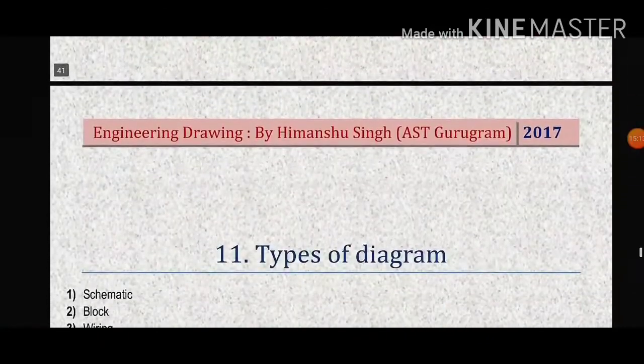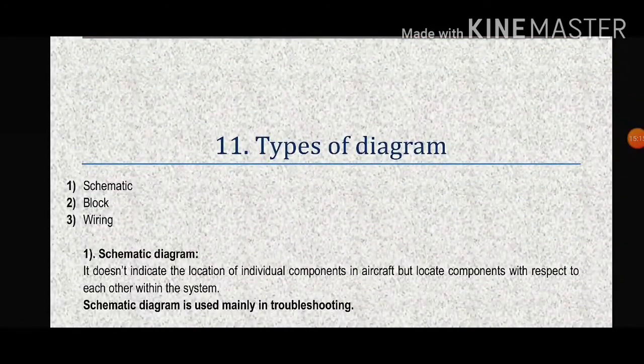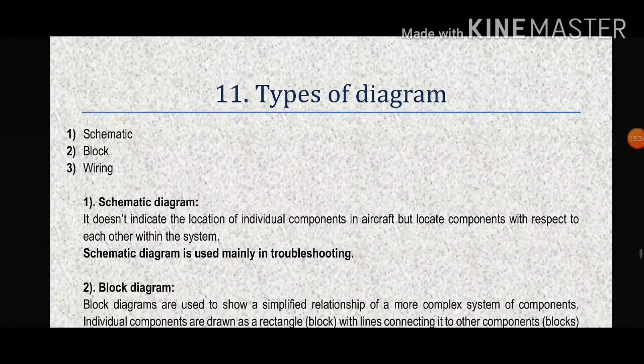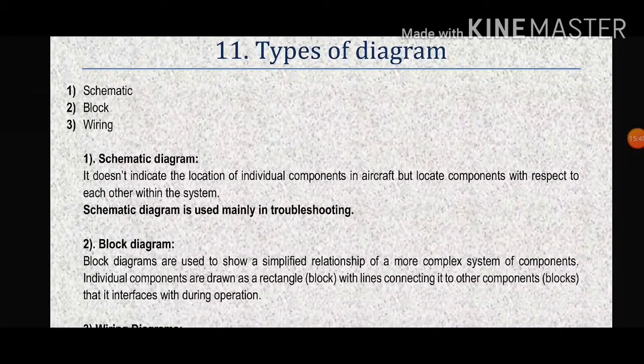That's it. And the third topic is types of diagram. Three types of diagram: schematic diagram, block diagram and wiring diagram. A schematic diagram does not indicate the location of individual components in the aircraft, but shows the components located with respect to each other within the system. A schematic diagram is mainly used in troubleshooting. Means we use schematic diagrams in troubleshooting.